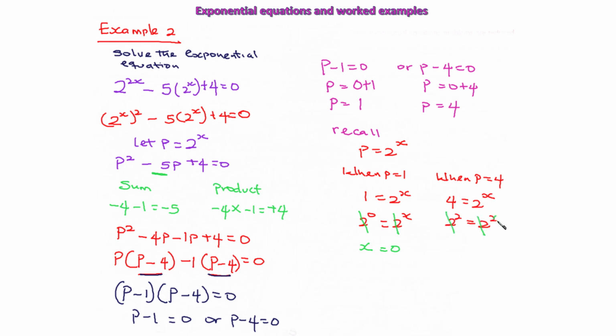Now, you have your what? x is equal to 2. Therefore, we have two values for x. Now, we can conclude that our x is equal to 0 or 2. This is the second example.